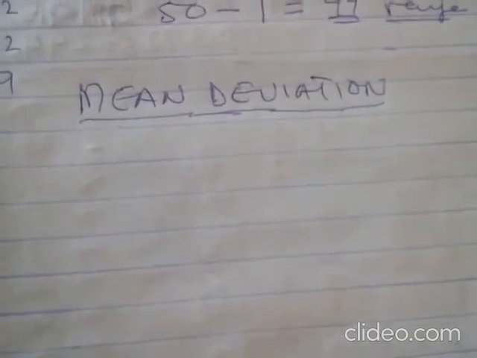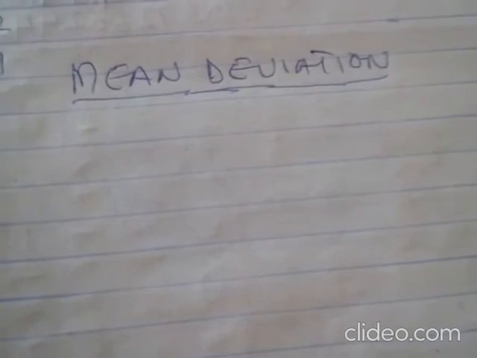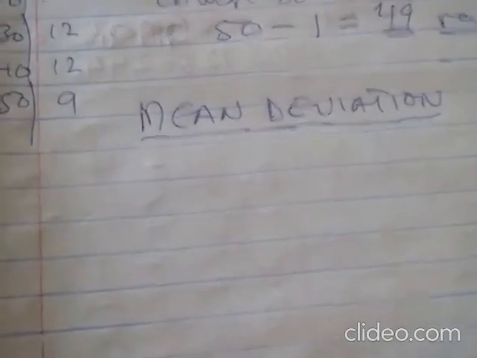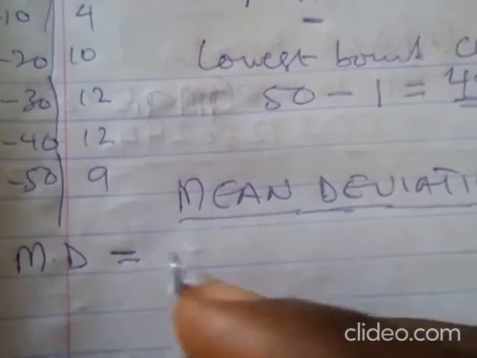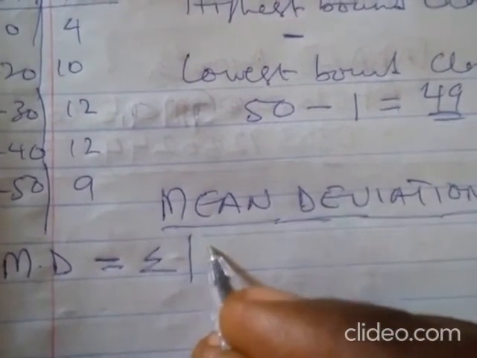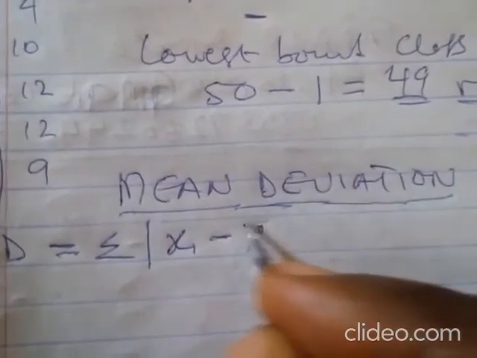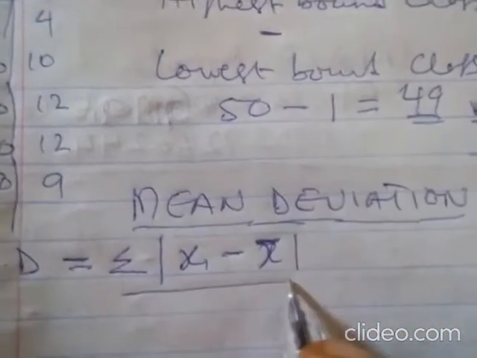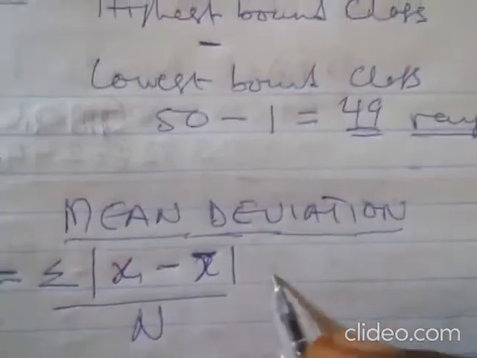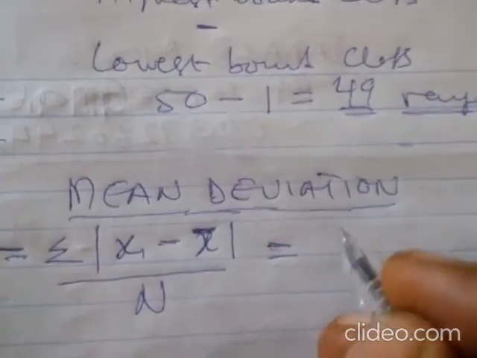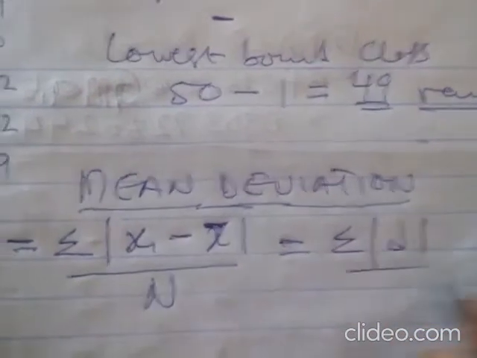Mean deviation. Now, in mean deviation, there are some terms I would like us to understand. But before I go through those terms, I want you guys to look at this formula. Mean deviation equals summation of the modulus of x minus the mean, that's the arithmetic mean, over n, which is the same thing as saying summation of d over n.